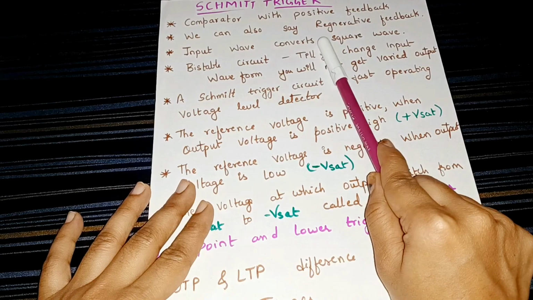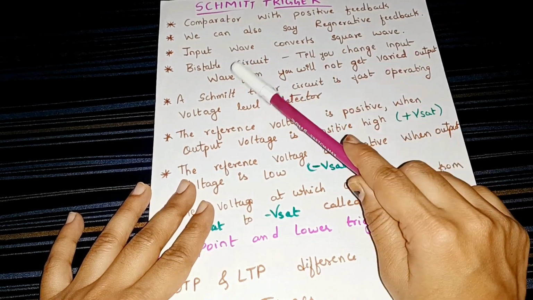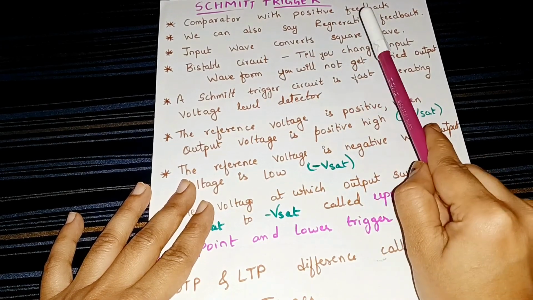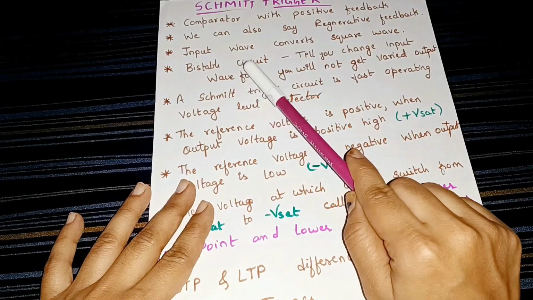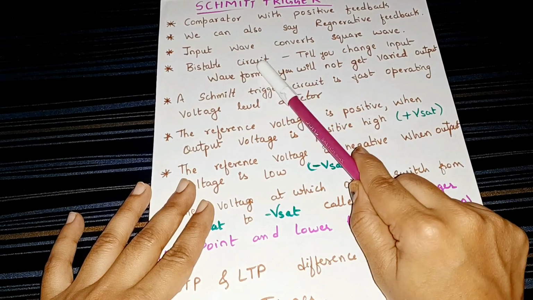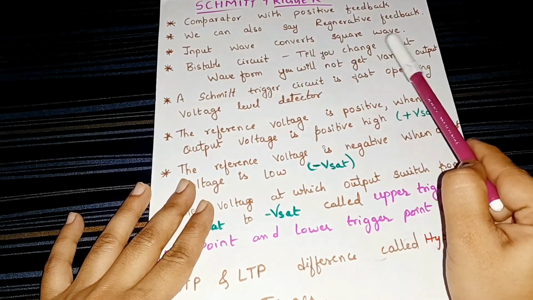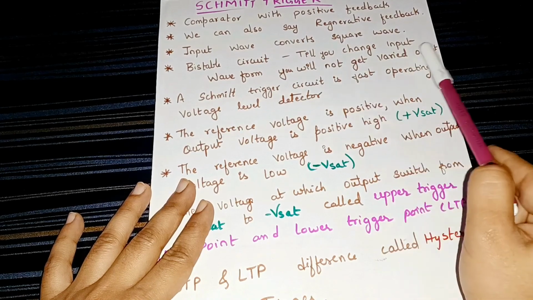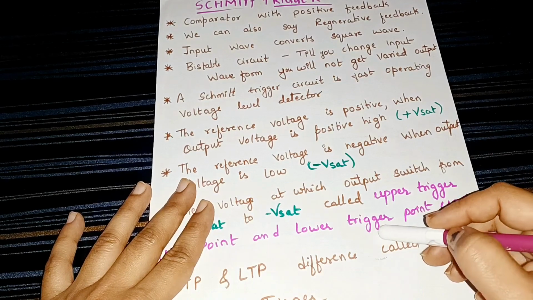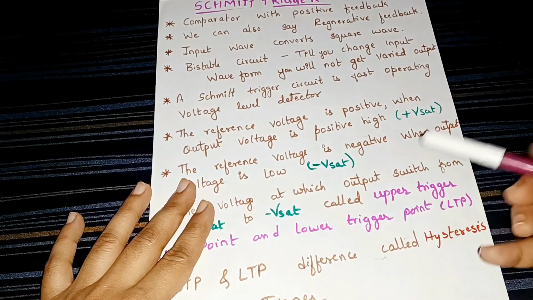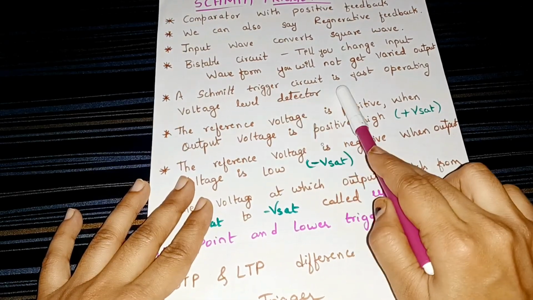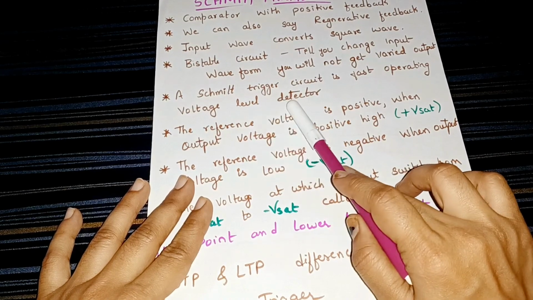We can also say the Schmitt trigger is a regenerative feedback circuit because the input wave will always be converted into a square wave or a rectangular wave. A bistable circuit is also an operation of a Schmitt trigger. A bistable circuit will not give a varied output until you change the input waveform. That means till we change the sine wave, we get the same output.